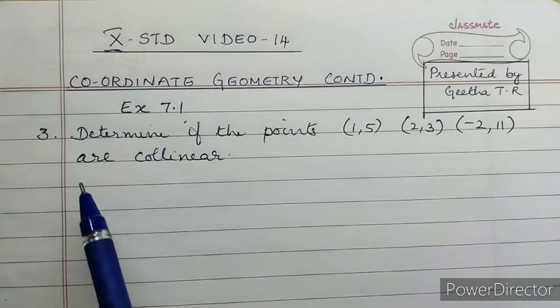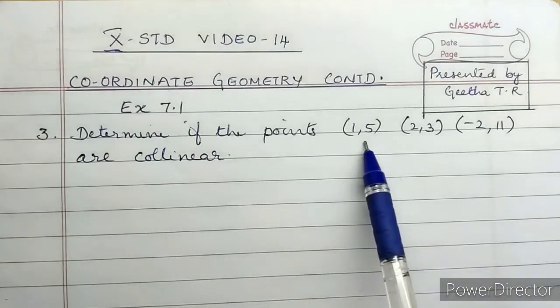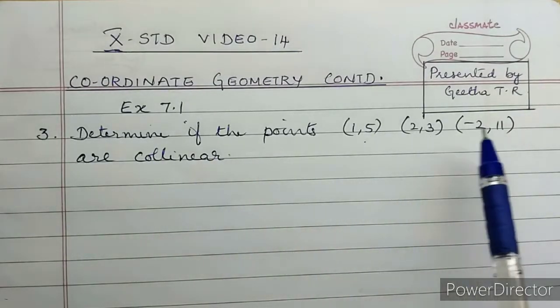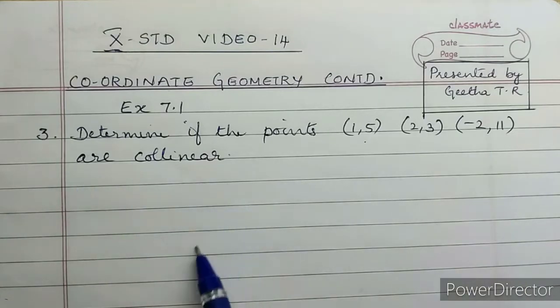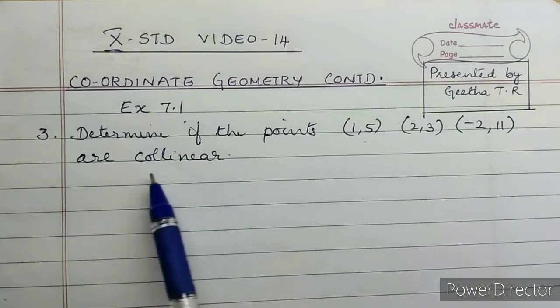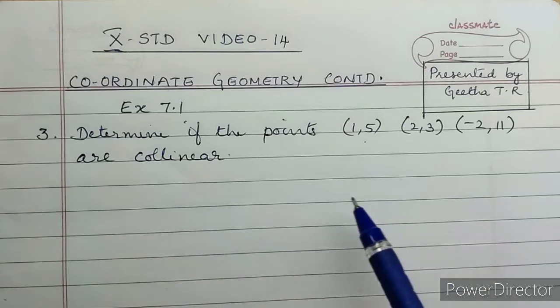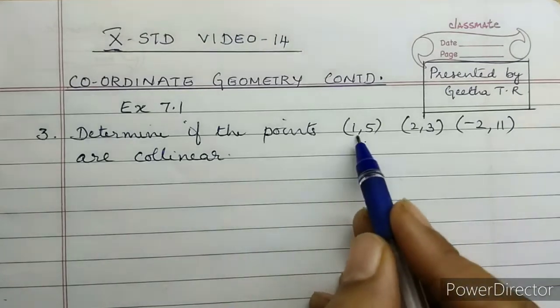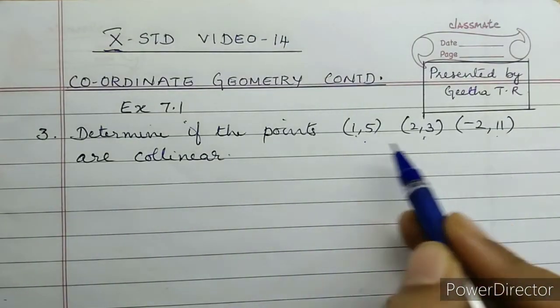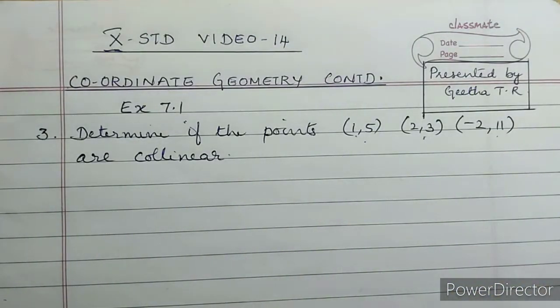Exercise 7.1, third question. Determine if the points (1, 5), (2, 3), (-2, 11) are collinear. What is the meaning of collinear? Collinear means the points should be on the same line. So if these 3 points are collinear, they should be on the same line.